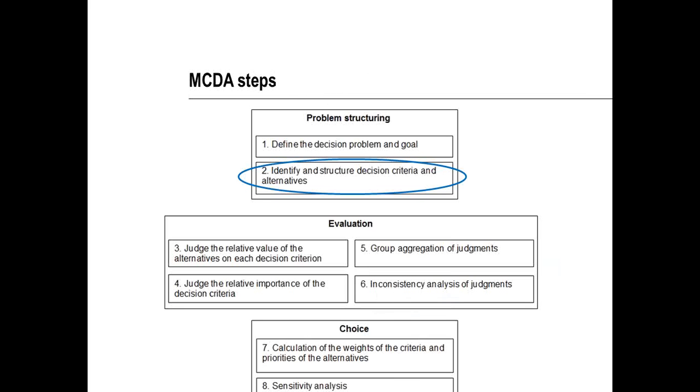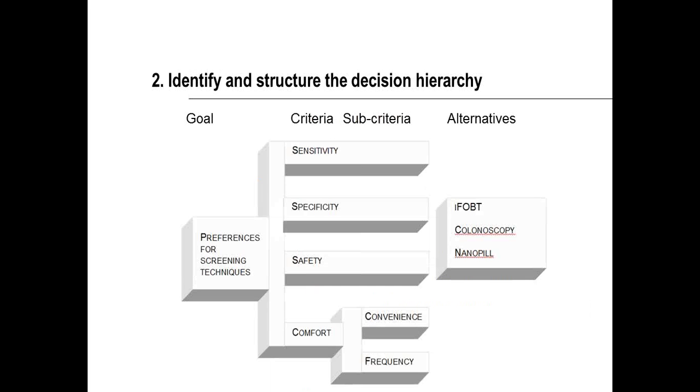The next step is to identify and structure the decision criteria and the different alternatives. So they're going to think, okay, what are the alternatives? For instance, what are the current technologies that are now being used to detect colorectal cancer? And what are all the important decision criteria? And they came up with the following structure. It's just a hypothetical example.